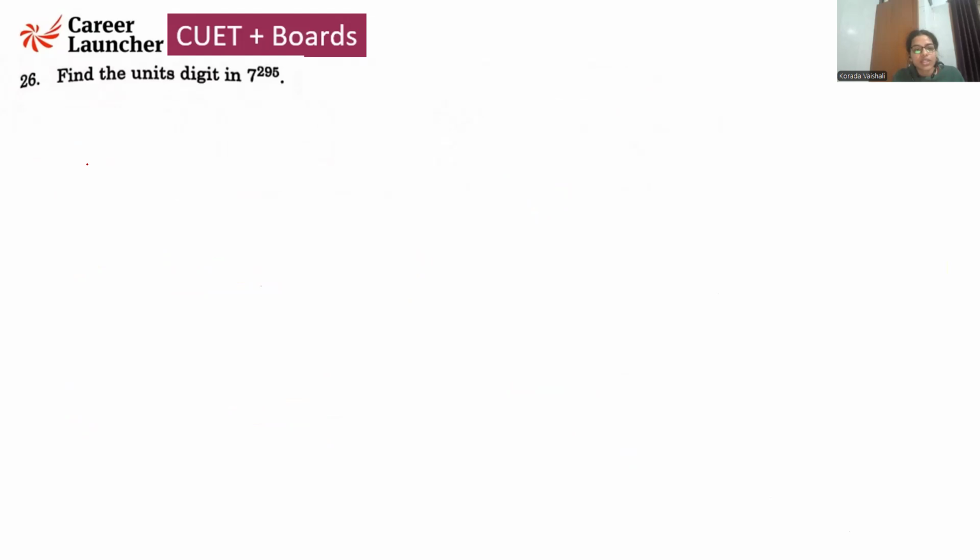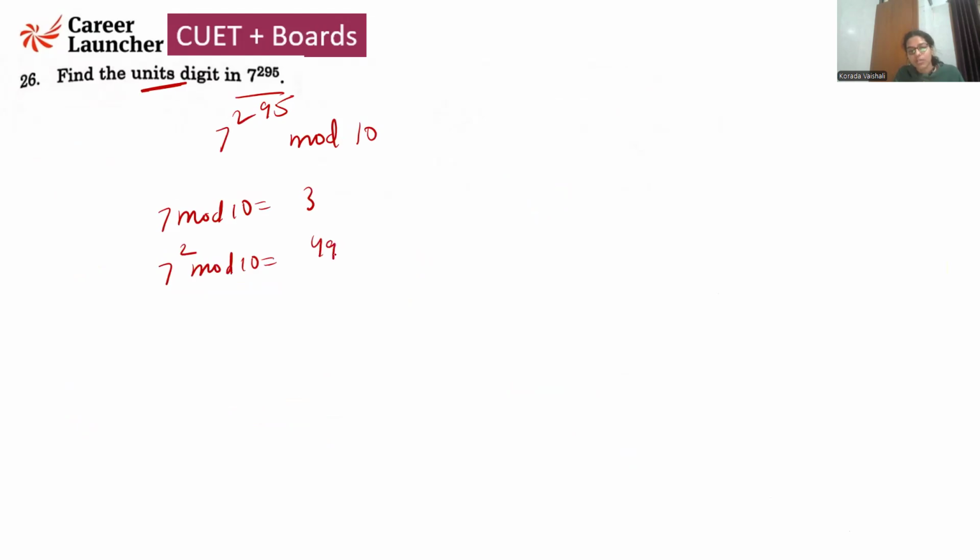So find the units digit in 7 to the power of 295. Whenever we are dealing with unit digit, it means that we are interested in the remainder, so I'm basically applying the mod 10 operation. So what is 7 mod 10? It is 7. 7 square mod 10, which is nothing but 49 mod 10. It is 9. The remainder is 9.